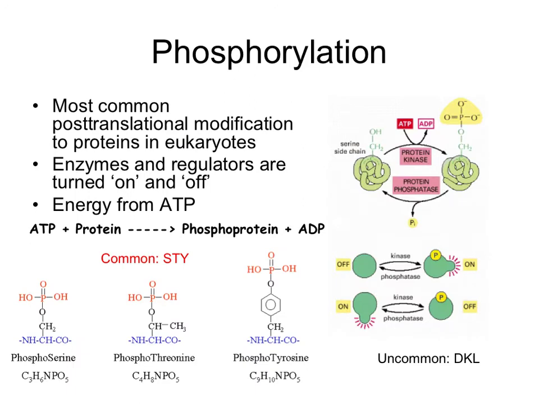Phosphorylation is another type of post-translational modification. This is in fact the most common post-translational modification for proteins in eukaryotes. Enzymes can be turned on or off, and the energy is derived from ATP. So ATP plus protein will generate your phosphoprotein and ADP. In general, the residues that get phosphorylated are serine, threonine, and tyrosine, and here are the phosphorylated versions.